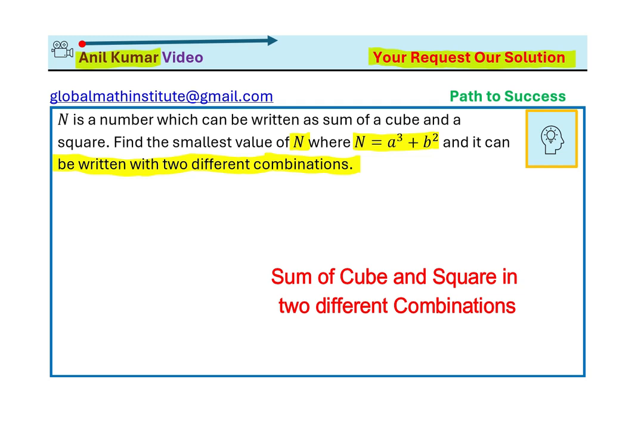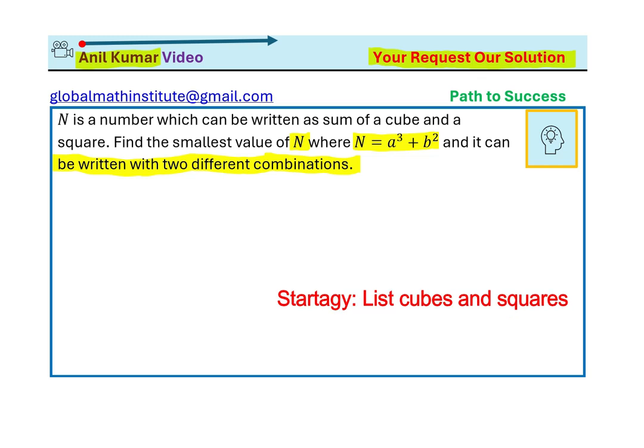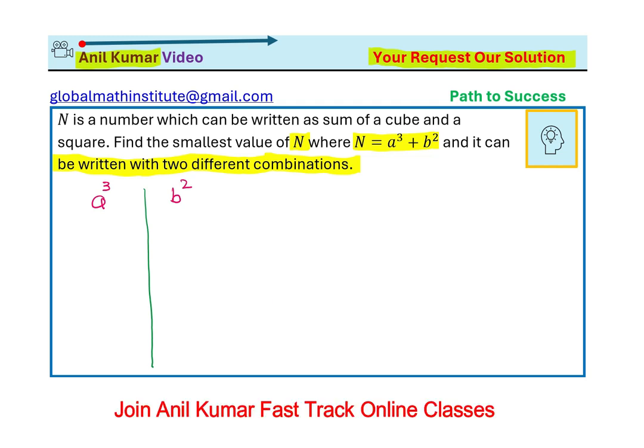Perfect. So let's look into the strategy to solve this problem. First, let me write down a list of numbers which are cubes, right? So let's say a cube and b square. It's a good idea to make a list so that it helps us to see the combinations. Beginning with 1, we got 1 cube as 1, 2 cube is 8, 3 cube 27, 4 cube is 64, right? 5 cube 125. We are interested in the smallest combination, so I think that much is enough.